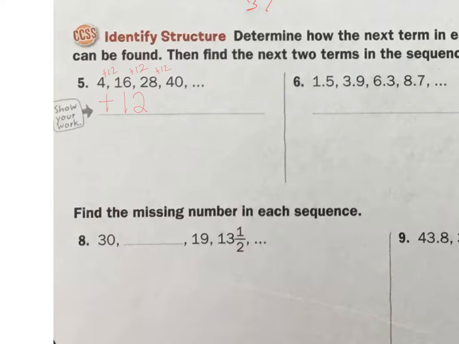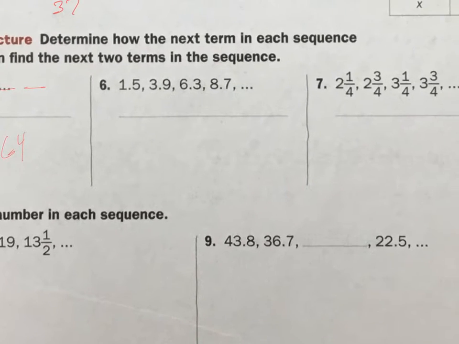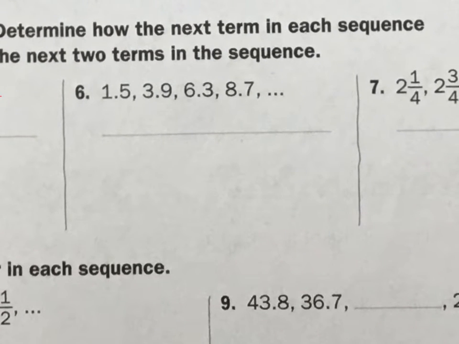And then I need to find 2 more terms. 40 plus 12 is 52. 52 plus 12 is 64. Okay. Now, number 6. Again, I know I'm getting bigger. So it's either going to be adding or multiplying.